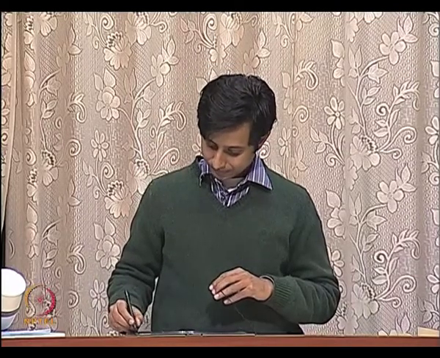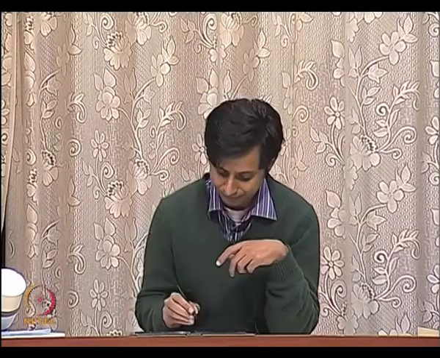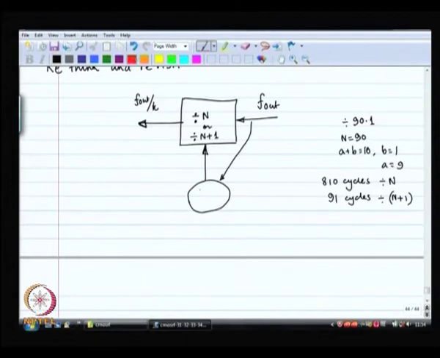Now, think a little bit. Do you think this is some sort of pulse width modulation? Do you see this as some kind of a pulse width modulated signal? This one.